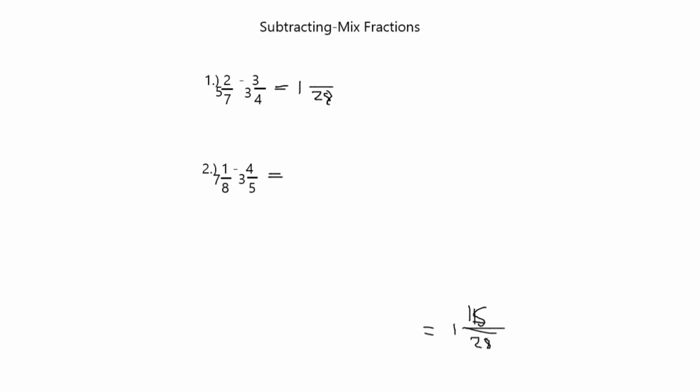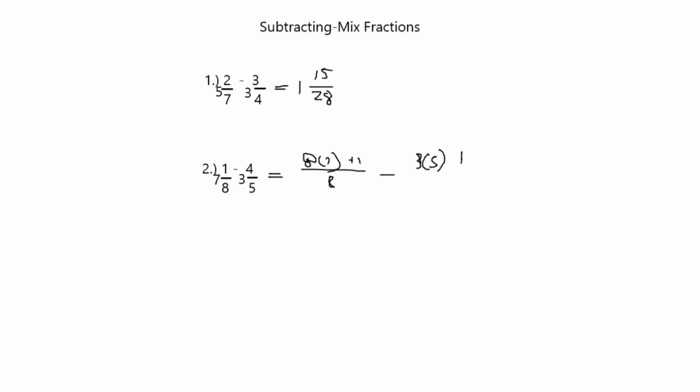So write it. So we have 1 over 28 and 15. So now let's work on the second problem. So let's start. So we have 8 times 7 plus 1 over 8 minus 5 times 3.